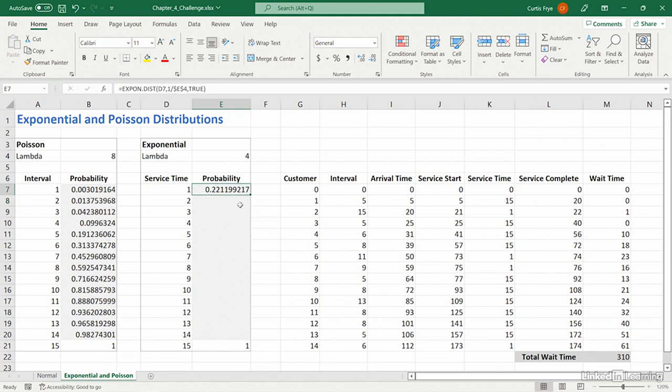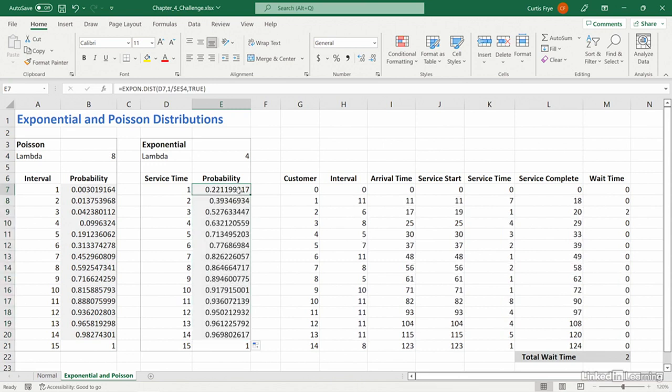And I will click E7, double-click its fill handle, and there we have the values. And you can see over on the right that our service table has shown that we only have a total wait time, shown here in cell M22, of 2 minutes. That's pretty good. And if I look at the service times, I see that the largest one we have is 7, and the customer after that had to wait for 2 minutes, but that's the only time.